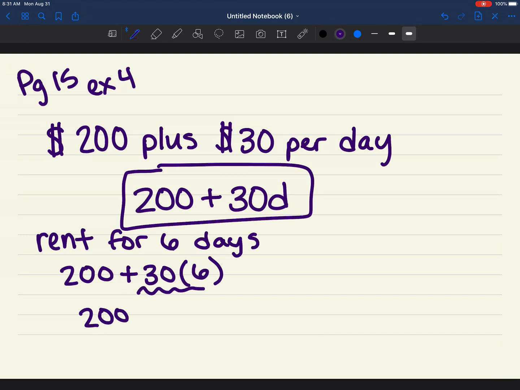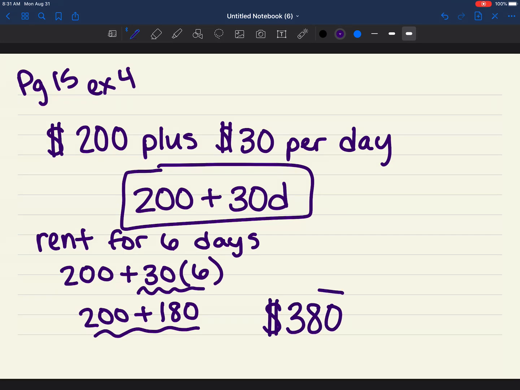So I would get 200 plus what? What is 30 times 6? Think about 3 times 6 with a 0 at the end. 180. And then I would get a total of $380. Notice I put dollar signs because it's a real world problem. Okay, so make sure you label it correctly.